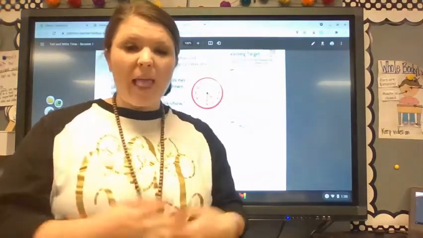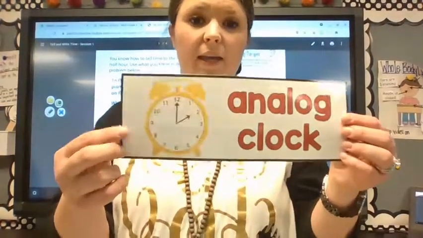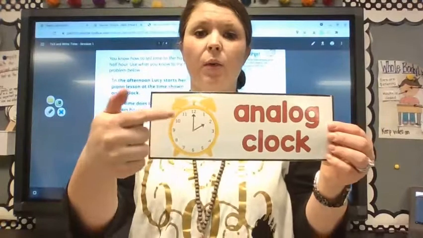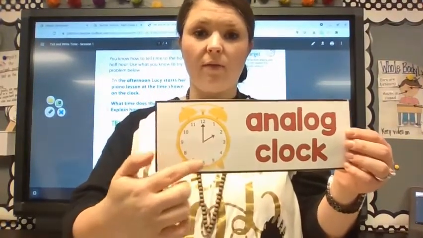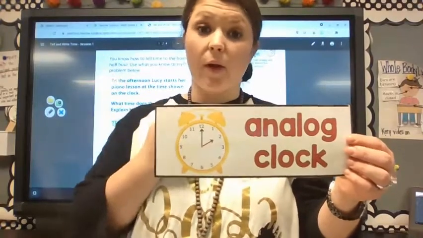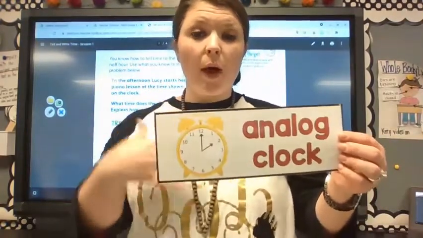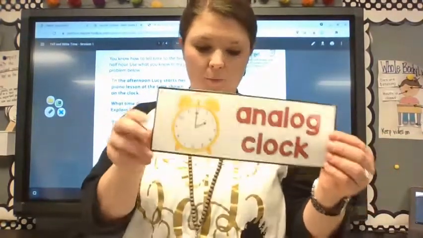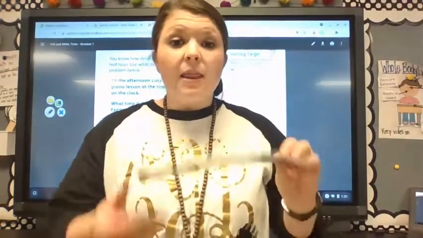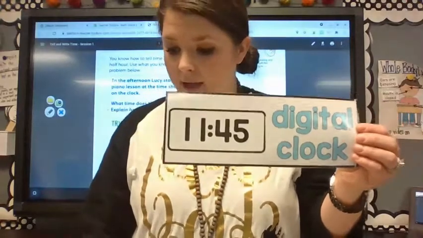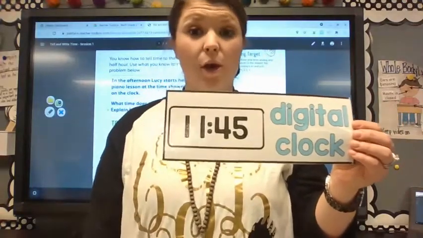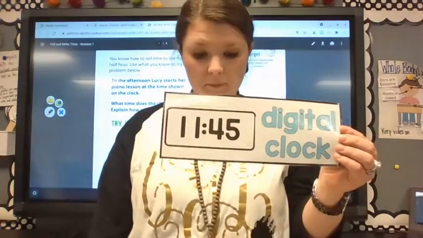and PM. Let's talk about those words, analog and digital clocks. An analog clock is a clock that looks like this. It has the numbers that go around the clock. 12, 1, 2, 3, 4, 5, 6, 7, 8, 9, 10, 11, 12. We have to know what each of these numbers do, and we're going to look more at that in just a little bit. Then we have a digital clock. A digital clock is a clock that uses digits to show time, okay?